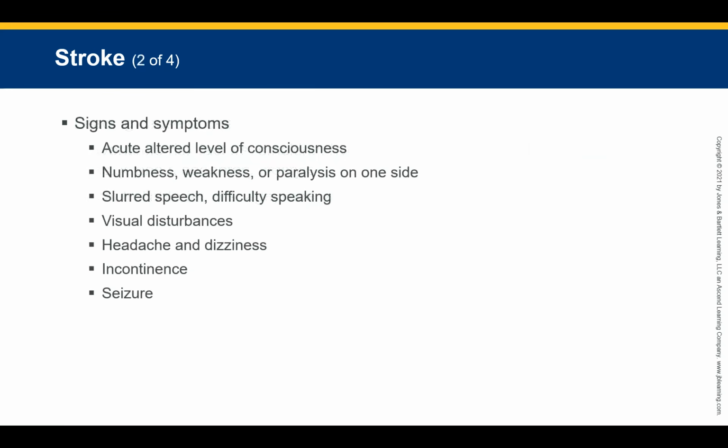Some signs and symptoms include acute altered mental status, consciousness changes, numbness, weakness, or paralysis on one side of the body. You may see slurred speech. You may have aphasia, visual disturbances, headaches, dizziness. They may urinate on themselves. And in the worst case, you may see a seizure when it comes down to a stroke. A lot of times the aphasia and the weakness on one side is what you'll see the majority of the time.